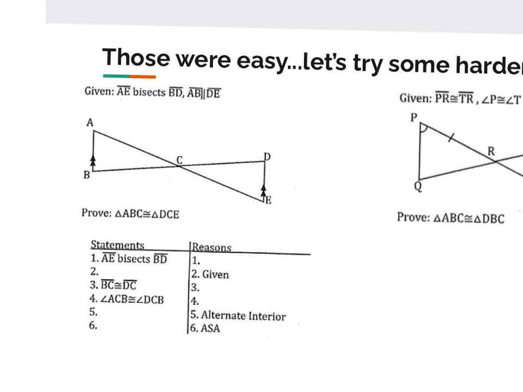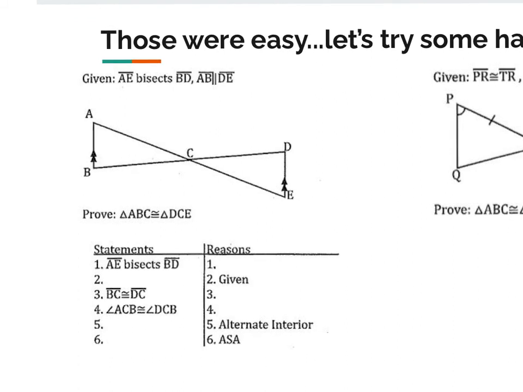Let's take a look at a couple different ones. Here you have AE bisects BD, and that's a given statement. And then you have AB is parallel to DE, which is indicated here by the double arrows. So now let's look at what this says. AE bisects BD. So what does that mean?